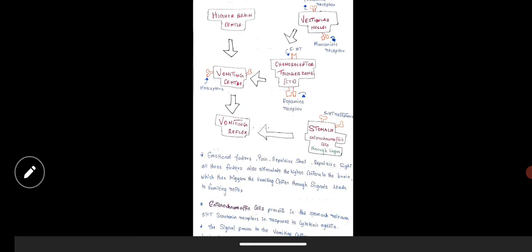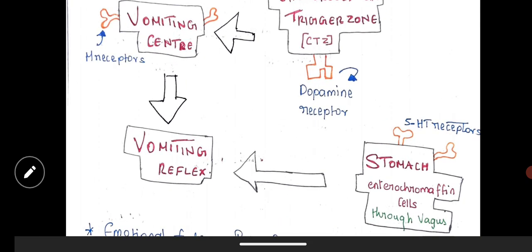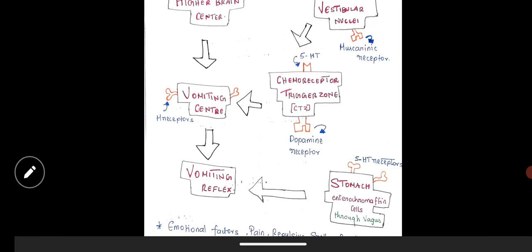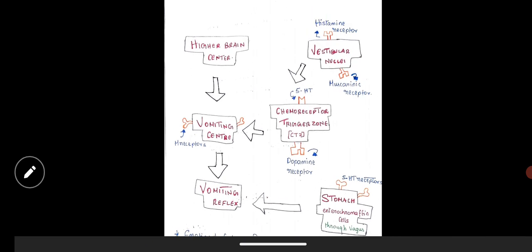Then we have the stomach. In the stomach, we have enterochromaffin cells. In case of chemotherapy, the cytotoxic agents stimulate them, and these 5-HT receptors send signals through the vagus nerve to the vomiting center present in the medulla oblongata, and it stimulates the vomiting reflex. So these are the five main mechanisms which stimulate the emetic reflex.